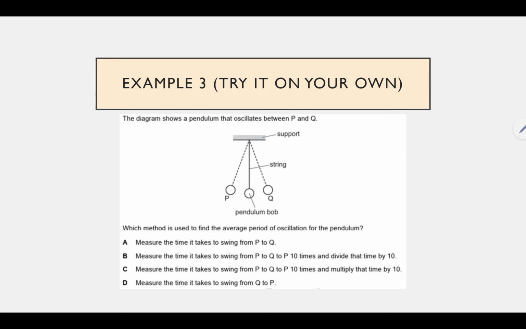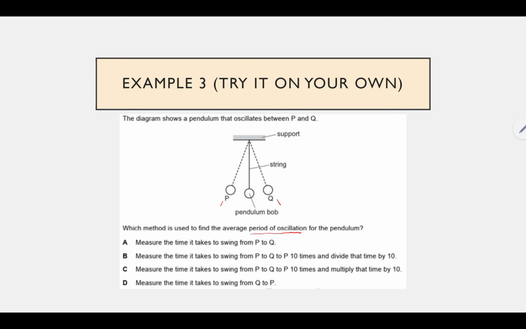Here's a third example. A diagram shows a pendulum that oscillates between P and Q. This is P, and here's my Q. Which method is used to find the average period of oscillation for the pendulum? So, as we said, how can I get the period of oscillation? A, measure the time it takes to swing from P to Q. B, measure the time it takes to swing from P to Q and back to P 10 times and divide that time by 10. C, measure the time it takes to swing from P to Q and back to P 10 times and multiply that time by 10. D, measure the time it takes to swing from Q to P.